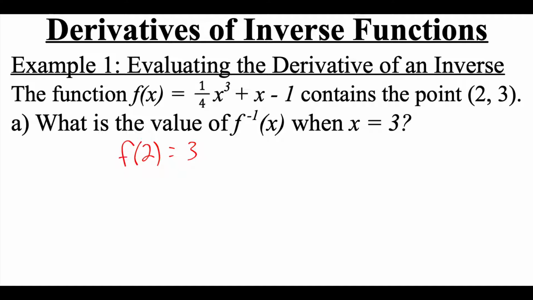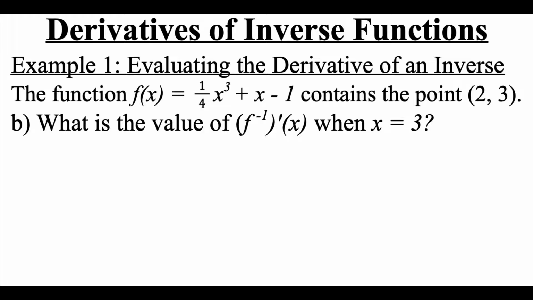Now, when we're looking at inverse functions, they essentially undo each other, and one relationship that they have is that their ordered pairs are kind of backwards. So if we've got this 2, 3 point being on the original function f of x, then the point 3, 2 has to be contained within the inverse function. So we could say that the inverse of f at 3 is equal to 2.